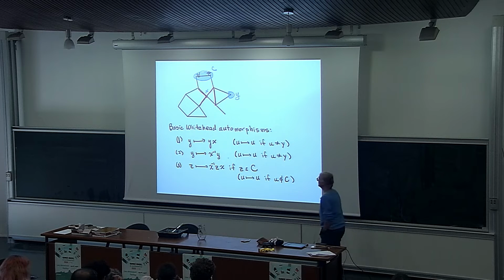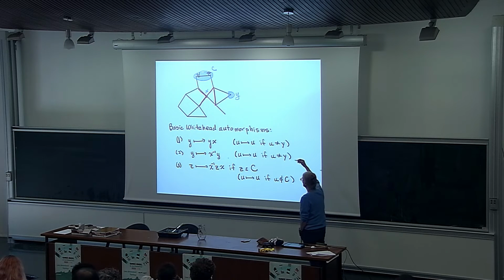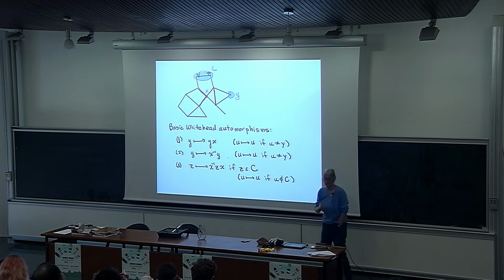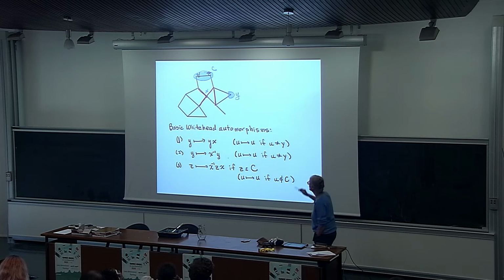Okay? So these two kinds are called right and left folds, for reasons having to do with graphs. And this is called a partial conjugation, because I'm only partially conjugating one piece of the graph by X. And those are the three types of basic Whitehead automorphisms.